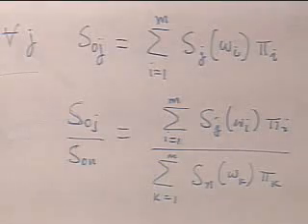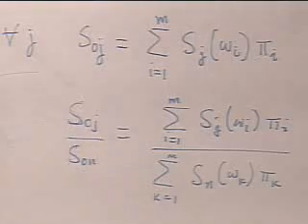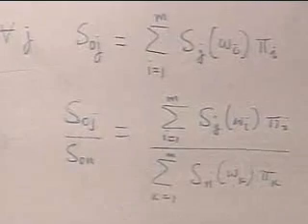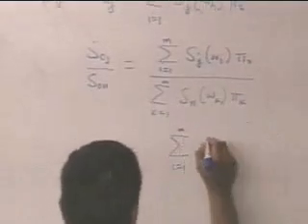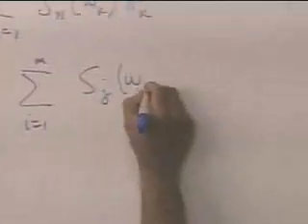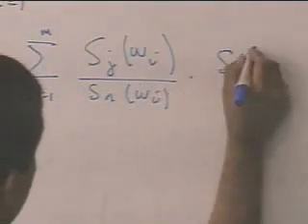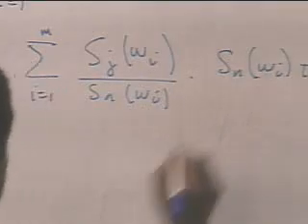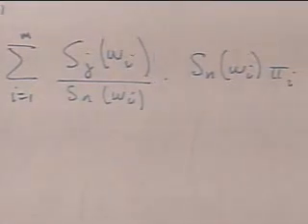Now what do I do? I multiply and divide things. So what I'm trying to figure out is that this is the expression I'm after. The price of the jth security divided by the price of the nth security. This is what happens at time 0. Now I want to get the same thing to happen at time 1. So I multiply and divide. So I can write this expression as the following. Sum over I going from 1 through m of Sj of omega I divided by Sn of omega I times Sn of omega I pi I. Right? I just multiplied and divided by Sn of omega I.